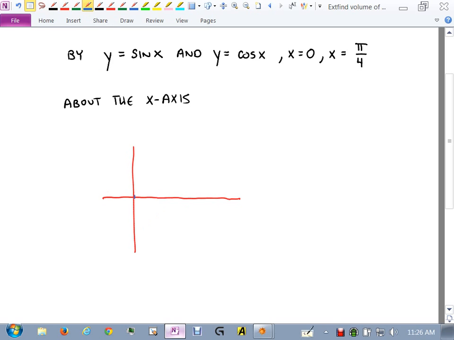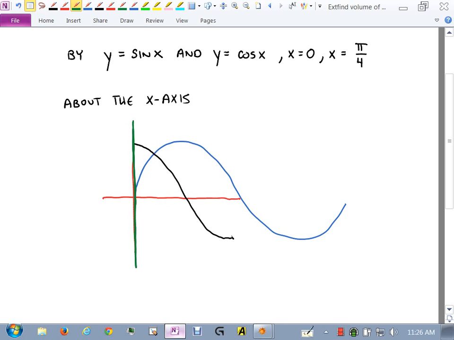Sine curve looks something like this. Cosine curve looks something like this. X equals 0 is a vertical line going through the y-axis. You agree? And x equals pi over 4.